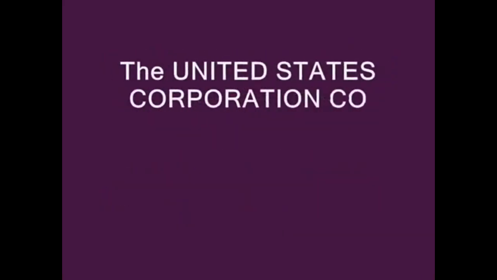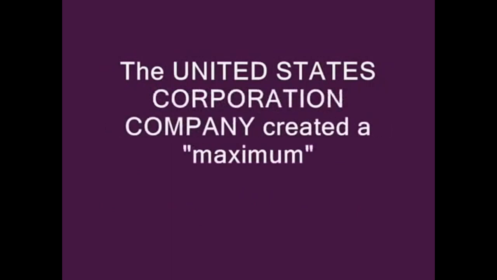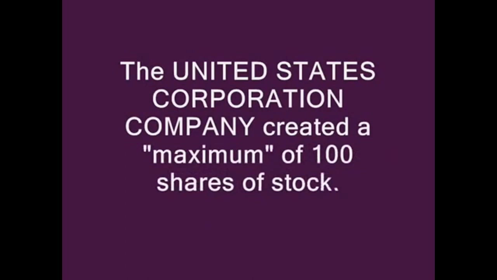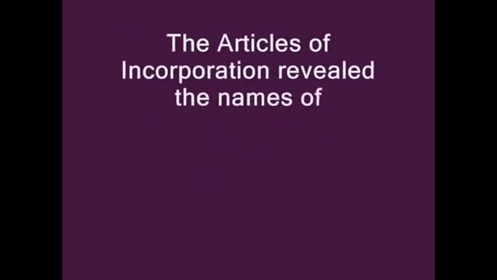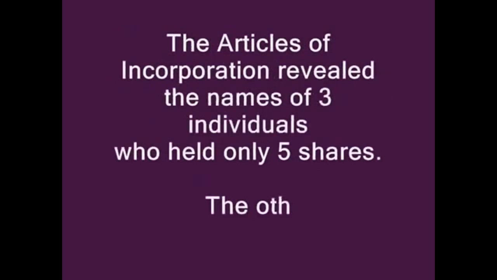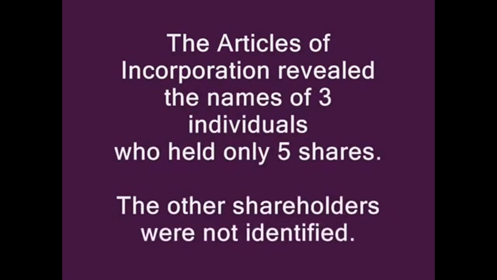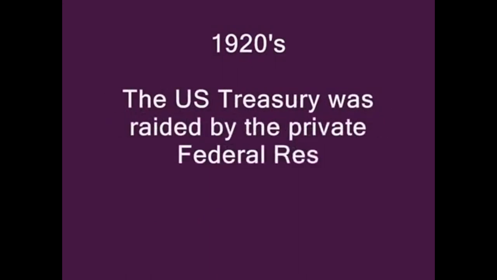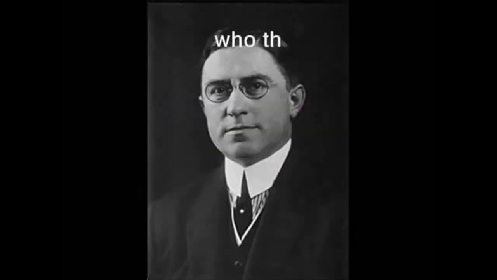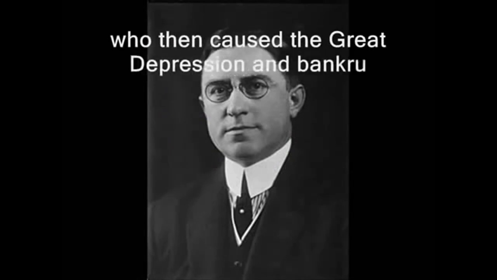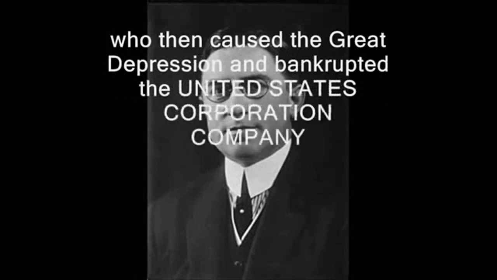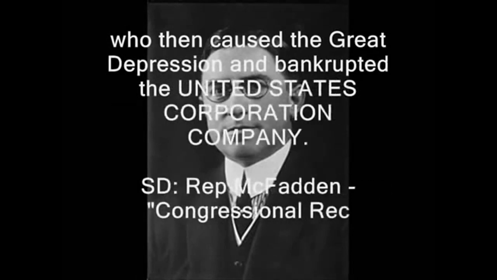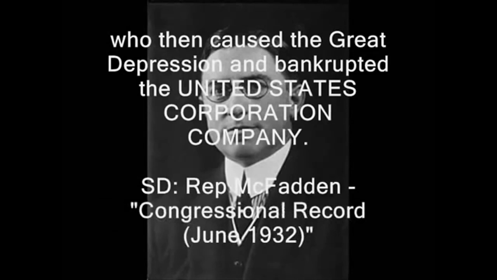Source document, Articles of Incorporation, United States Corporation Company. The United States Corporation Company created a maximum of 100 shares of stock. Source document, Articles of Incorporation, United States Corporation Company. The Articles of Incorporation revealed the names of three individuals who held only 5 shares. The other shareholders were not identified. 1920s. The U.S. Treasury was raided by the private Federal Reserve Bank, who then caused the Great Depression and bankrupted the United States Corporation Company. Source document, Representative Lewis McFadden, Congressional Record, June 1932.